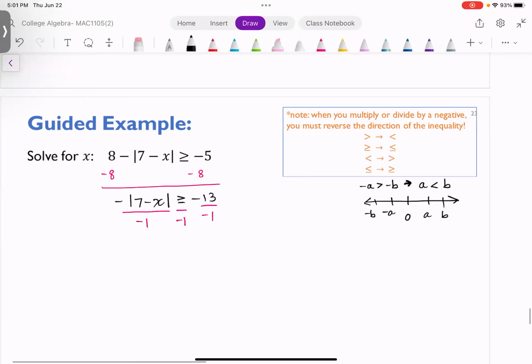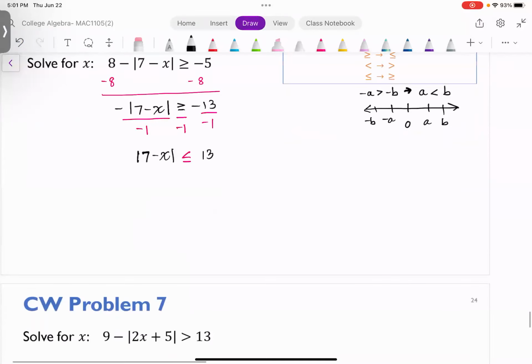So on the left side, I get absolute value of 7 minus x is less than or equal to, because I've reversed the direction of my inequality. Let me write that in pink. +13. So I'm going to solve for my dividing points. That's going to tell me that I get 2 equations.